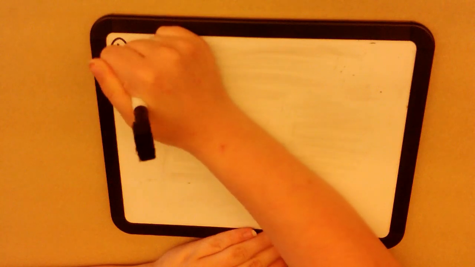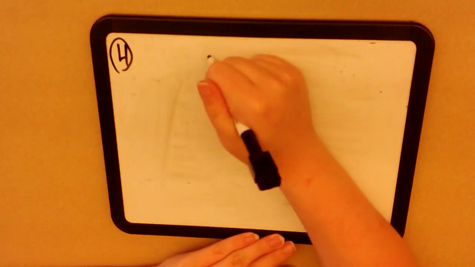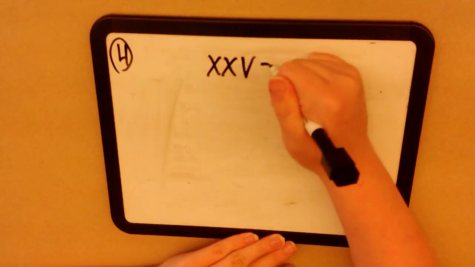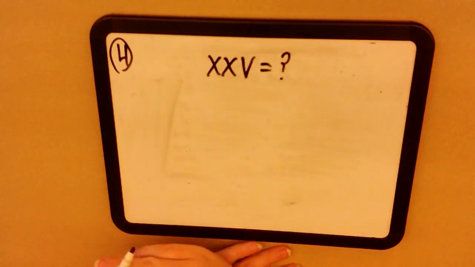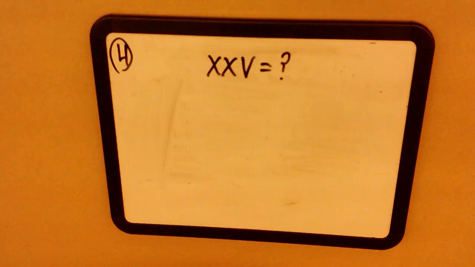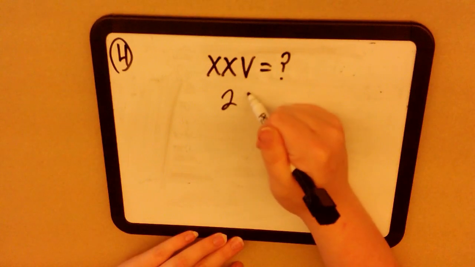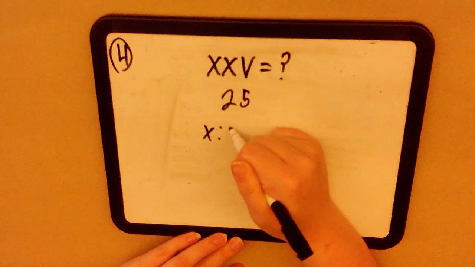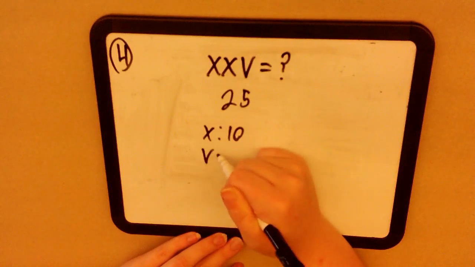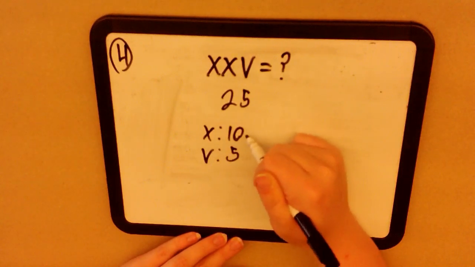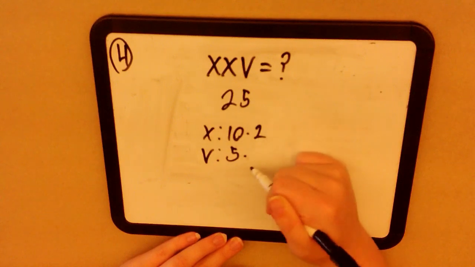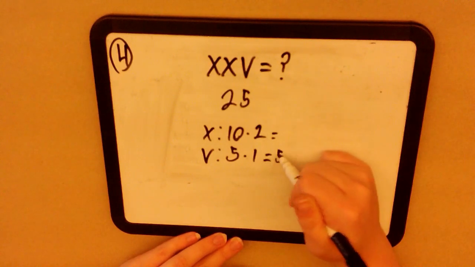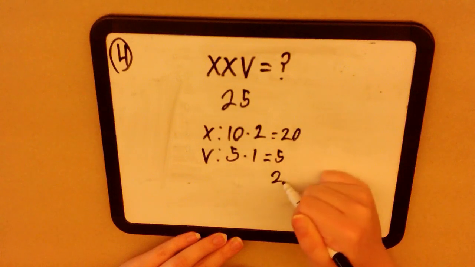So for number 4, we're going to be looking at what is the Arabic number equivalent to Roman numeral XXV. And so it's just going to be 25. Again, 10 equals X, V equals 5. You're going to do times 2 and then times 1 on that. And then you're going to add those two together to equal 25.